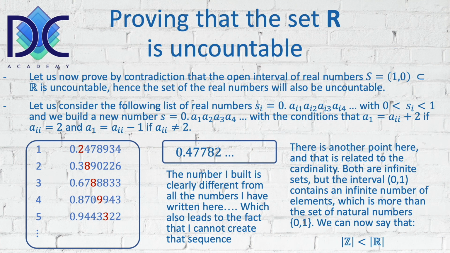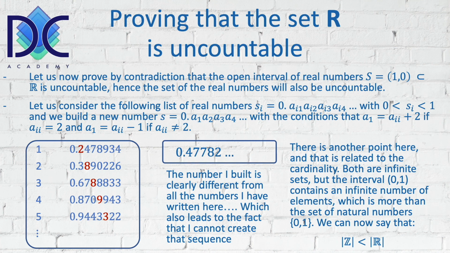Now, we cannot say that infinite is more than infinite, that R is more infinite than Z. But what we can say here is that the cardinality of Z is clearly smaller than the cardinality of the real numbers. And basically here we are not saying which infinity is larger, we're talking about the cardinality of the sets, and we're comparing the cardinality of these sets.